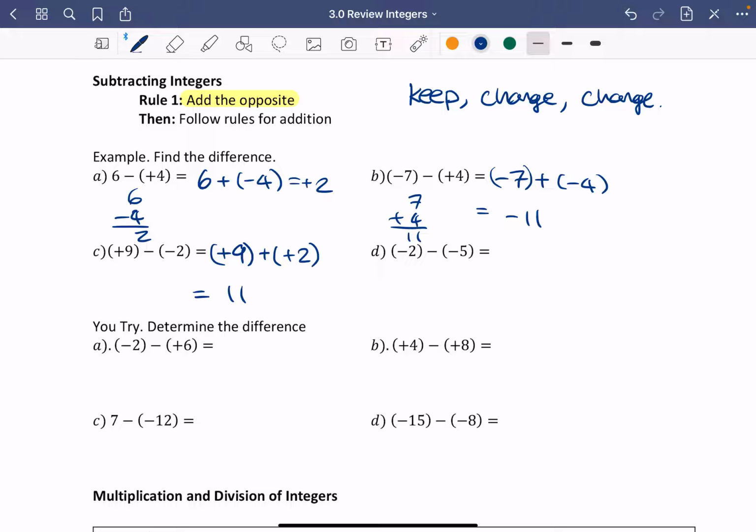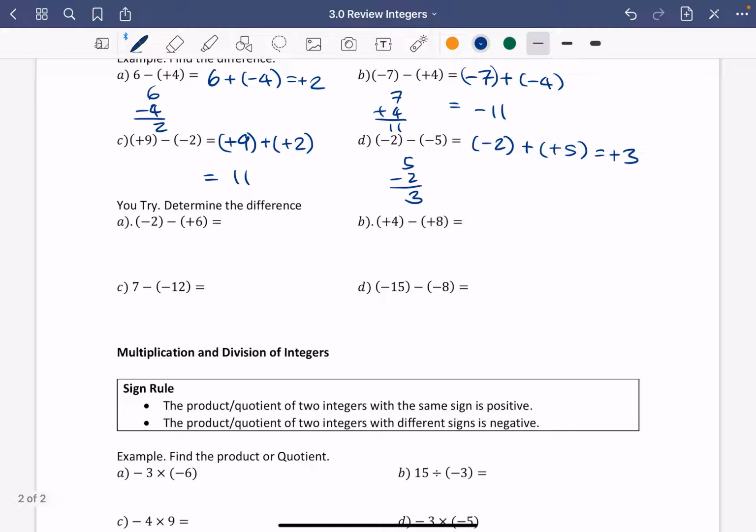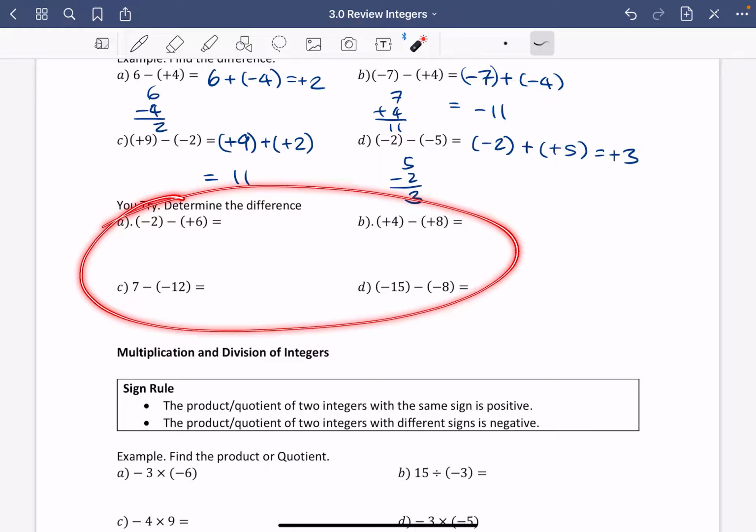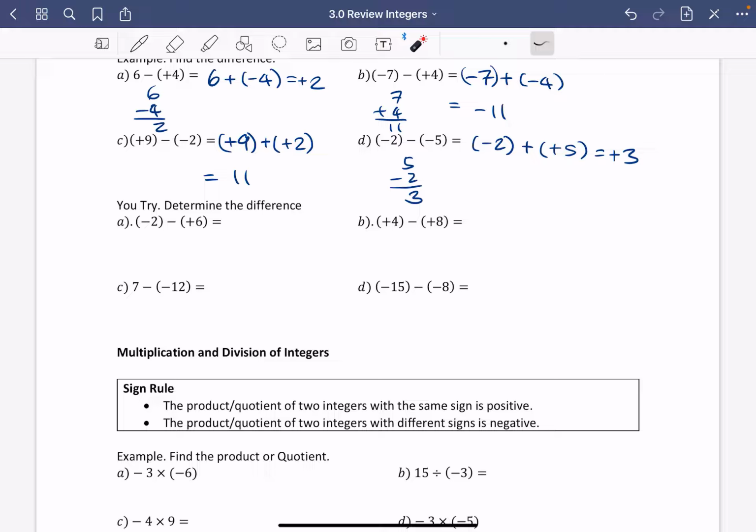Okay, last one. Keep the first one. Change the operation, and then change to the opposite. They have different signs, so you're gonna subtract them. 5 minus 2, so 3. And then 5 is further away from 0, so you do positive 3. Okay, so again, for your try question, please pause the video and try these 4 questions, and then continue to check your answers.